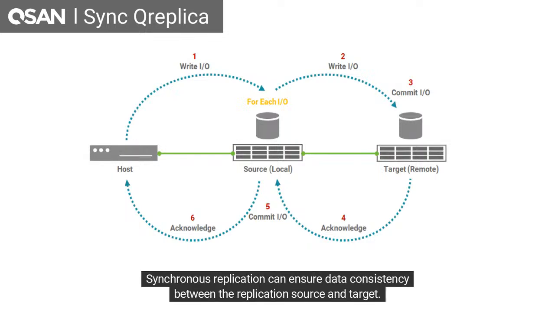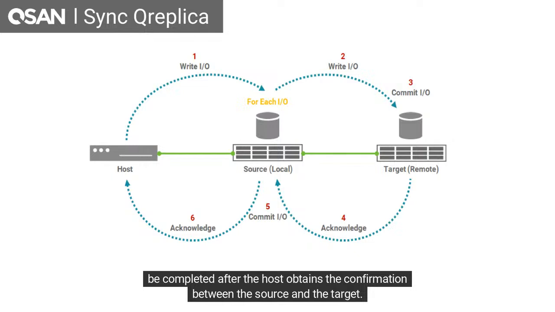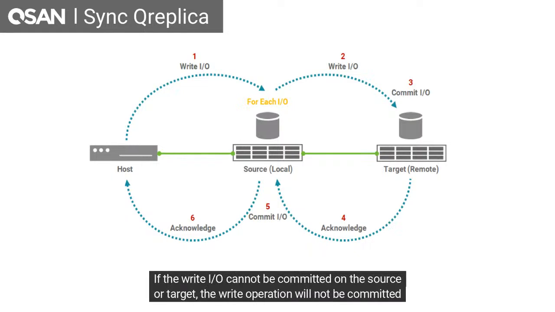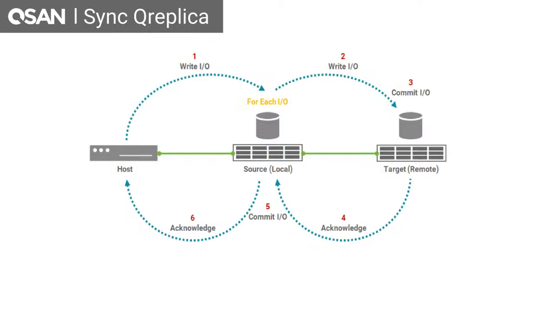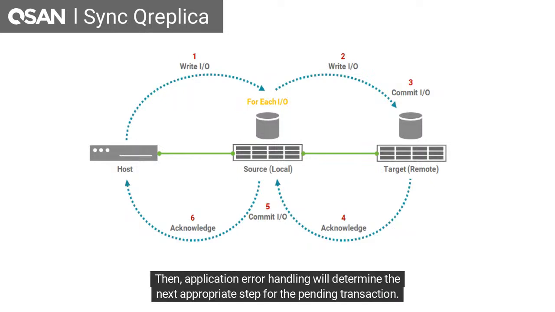Synchronous replication can ensure data consistency between the replication source and target. This can be achieved by ensuring that every write I/O requested from the applications on the host will be completed after the host obtains the confirmation between the source and the target. If the write I/O cannot be committed on the source or target, the write operation will not be committed to ensure consistency. In addition, write failures are sent back to its applications on the host. Then, application error handling will determine the next appropriate step for the pending transaction.